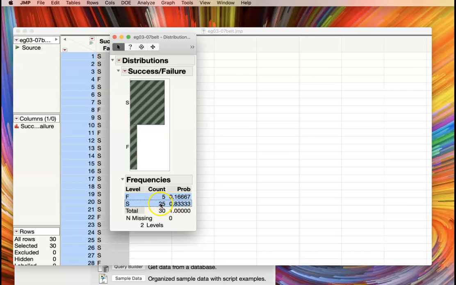fraction. Here, success would be 20 out of 35, but that divides to be 0.8333. Failures would be 5 out of 30, which has a proportion of 0.16667. So you can find the proportions just from JMP, and that's really useful if you have lots of observations. If it's a small data set, you can probably just count. But in this case, it was much easier to use JMP.